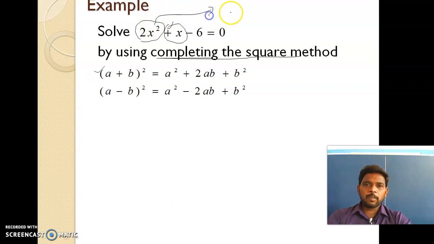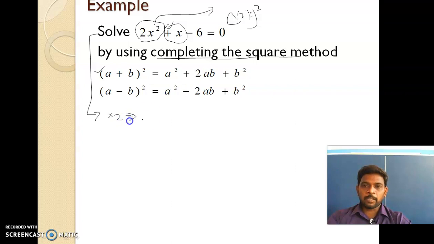Or we can write this one as root of 2x whole square. You can write like this also, but when you write like this, the irrational number terms will come, so it is something complicated. So if a non-square number is there, how can we simplify this? That is very simple. Multiply the same number throughout the equation. The coefficient of x square is 2, so multiply throughout the equation by 2.